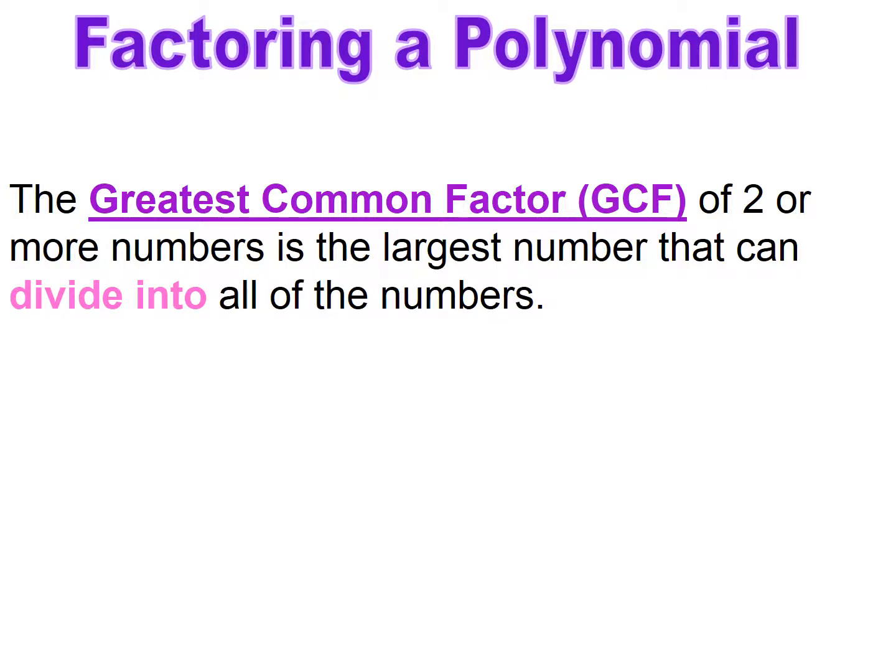Factoring a polynomial. The greatest common factor, or the GCF, of two or more numbers is the largest number that can divide into all the numbers. So it has to divide into all the numbers for it to be a factor, and the greatest common factor is the largest number that divides into all the numbers.